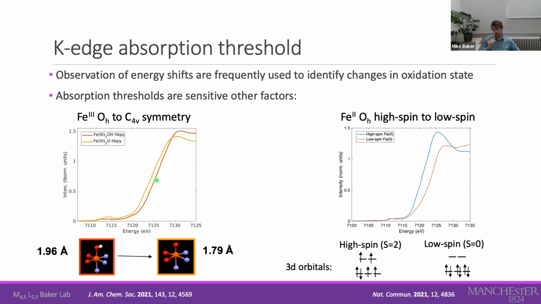Similarly, here on the right-hand side, I'm showing a spin crossover system, a system which, with respect to temperature, has changed from being high spin to low spin, and you can see again a large shift in the rising edge, which could be misinterpreted as a change in oxidation state. There are things going on down here at the pre-edge, though, and these can be much stronger fingerprints for oxidation state, also carrying a sensitivity to spin.